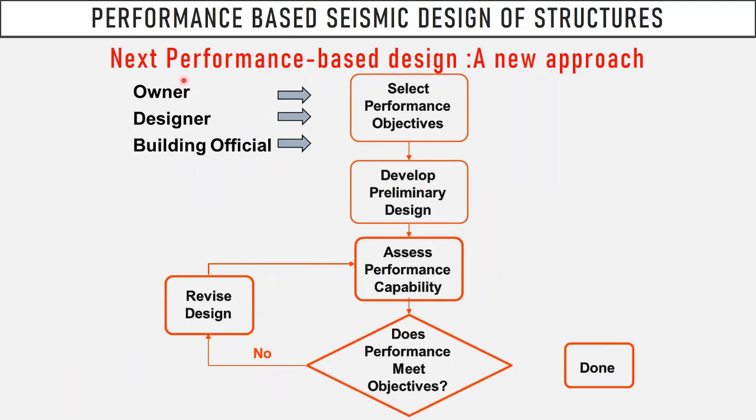That's why this approach has been introduced. But in order to apply this, there should be a kind of path or procedure that should be followed. And as the owner, the designer, the building official, all parties should come together on the first day and select the performance objective first, which is accepted by all parties. And of course, a preliminary design, and check whether this design achieves this performance level. If not, go back. And if it does, it is done.